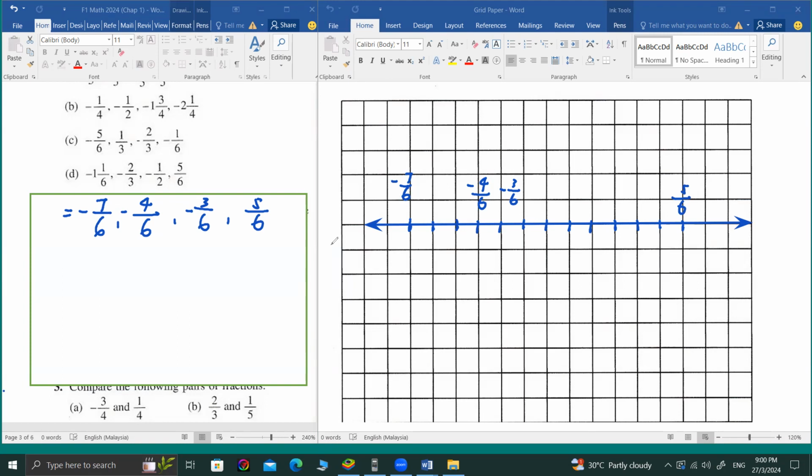Negative 7 per 6 is negative 1 per 6. Negative 4 per 6 you get from negative 2 per 3. And negative 3 per 6 you get from negative 1 per 2. And the final one is 5 per 6. Okay, got it, class? Can you understand that? So you follow to get all this, like what I mentioned.